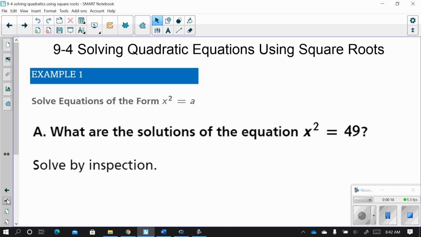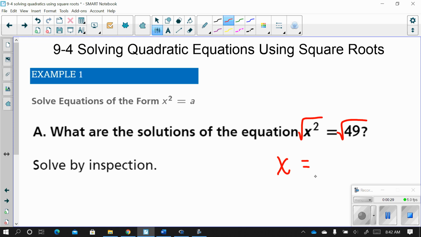So how do I get x by itself? What cancels the square? I already said it, square root. Here we're going to square root both sides. So x equals 7. But the thing is, with square roots, you should always have two answers.